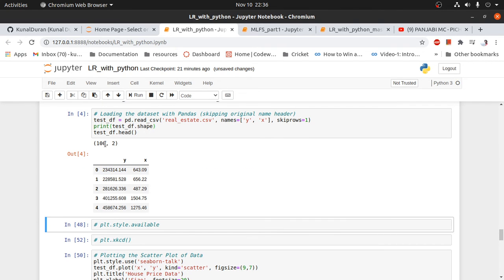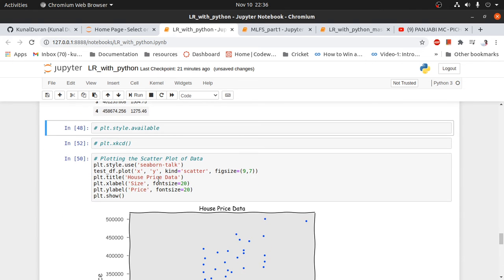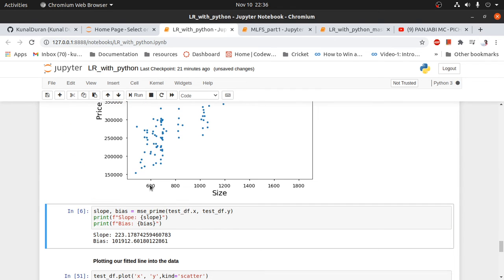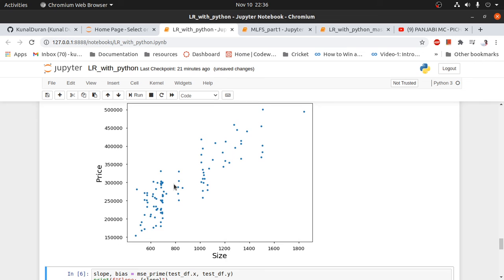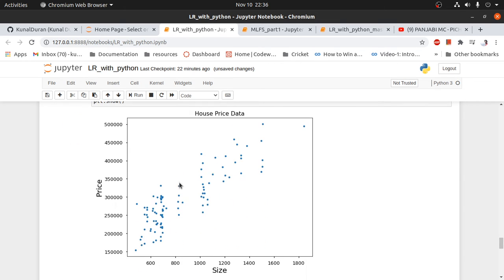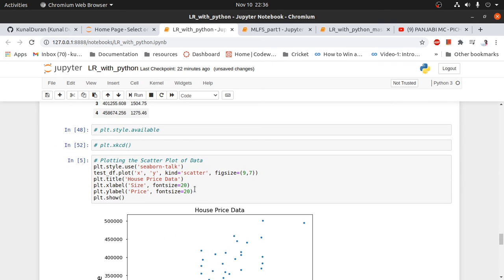Now we have 100 data points and 2 rows. So y is the target variable and this is the independent variable. With the given size we have to predict the price of the real estate property. So this is how our data set looks like. We will run it again. It is now looking pretty much okay. Yeah, it is looking good. We can go ahead with that.